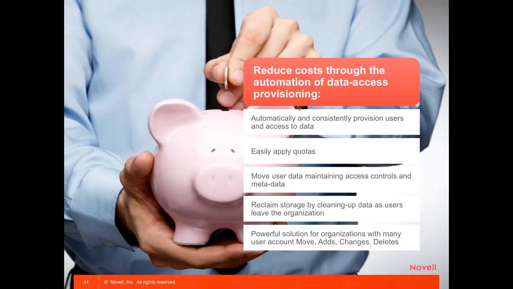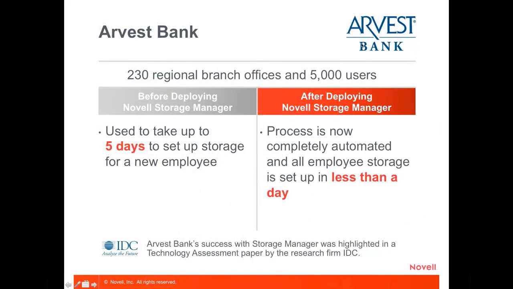There's also the automation, which allows you to reduce errors. Quotas are all easily mitigated, and we're able to reclaim the storage by removing that storage from users who are no longer part of your network. So it's pretty powerful for controlling the moves, the adds, the changes, the role shifts, and things such as renaming of employees as well. So a couple of examples here.